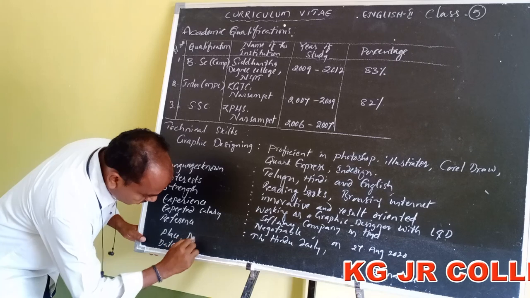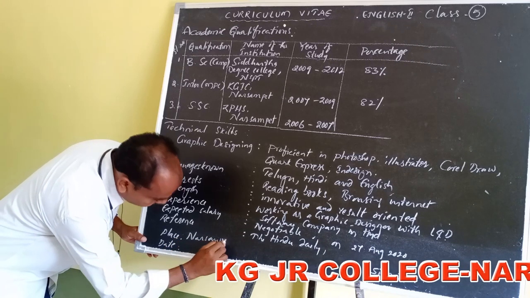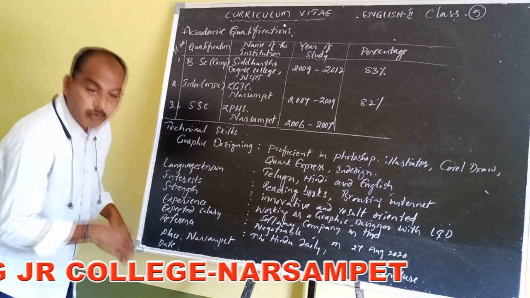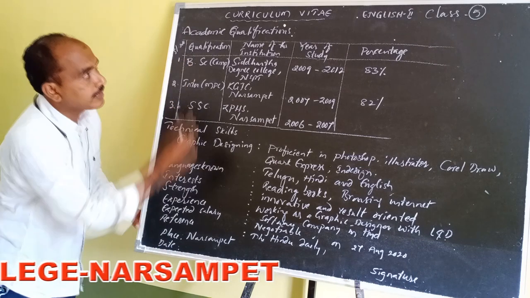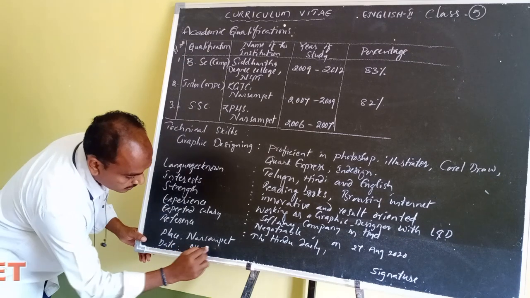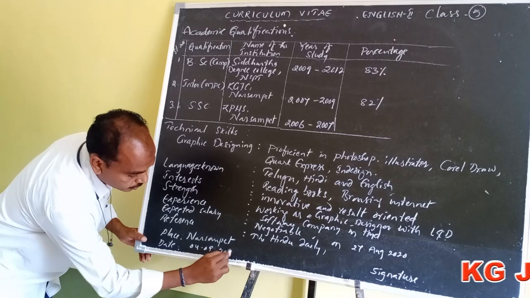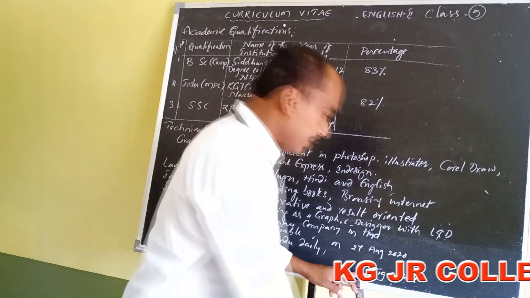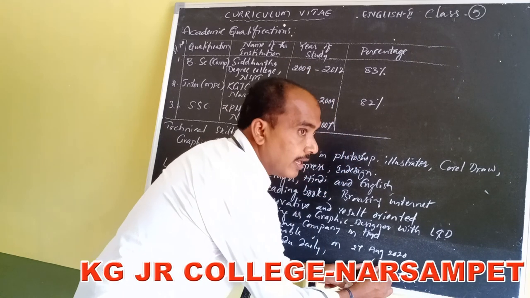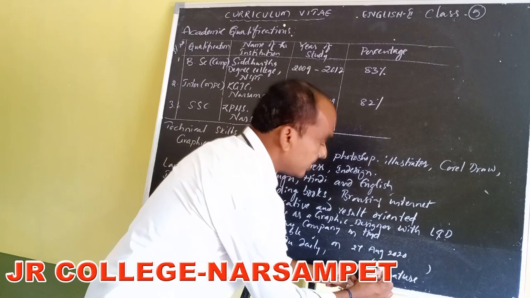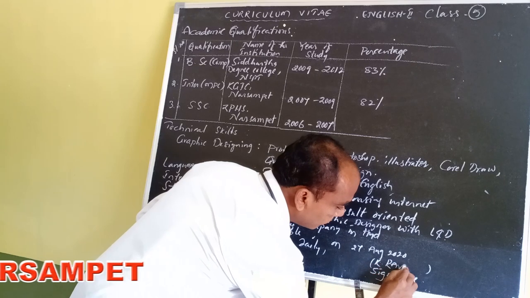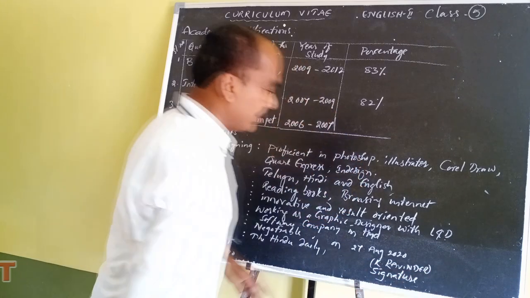Place: where you are writing this, from here, from Narsampet, your native place. And date: on which date you are preparing this curriculum vitae, today's date, 4th September 2020. Now signature. In this signature part, you have to write your signature. The signature should be in capital letters or your sign, as you wish. Your name is K. Ravinder. This is your signature.